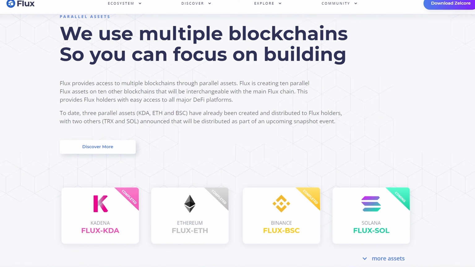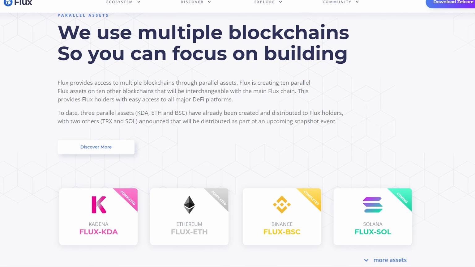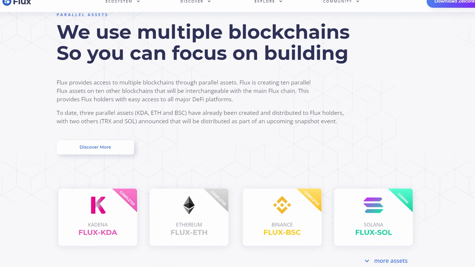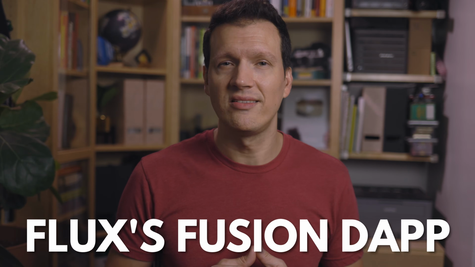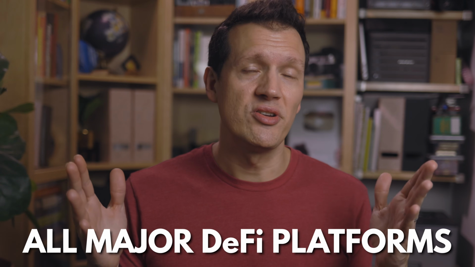Community members can earn Flux either by mining or providing computational resources for Flux nodes, or both. You can also buy, sell, or trade Flux on a number of crypto exchanges. Flux is a native crypto asset with its own blockchain. However, Flux also provides access to multiple blockchains through parallel assets. Flux is creating 10 parallel Flux assets on 10 other blockchains that will be interchangeable with the main Flux chain, and each other using Flux's Fusion dApp, which is part of Flux's multi-asset Zelcore wallet. This provides Flux holders with easy access to all major DeFi platforms.